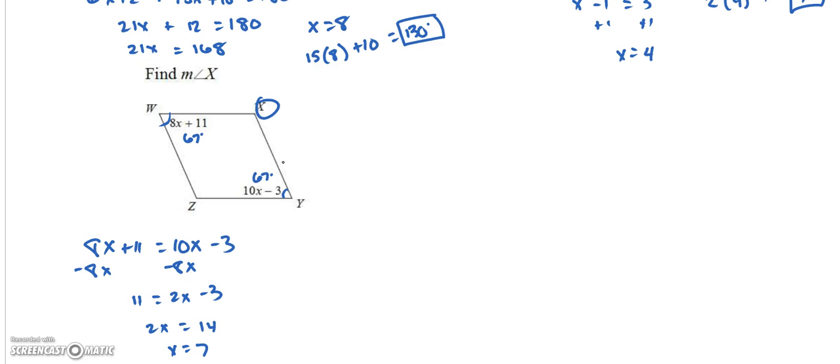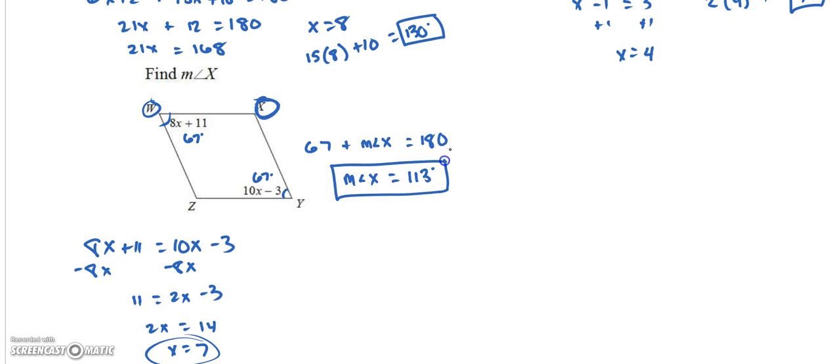Okay, so what do I know about angle W and angle X? Well, they should be supplementary, right? So I can say 67 plus, shouldn't use x, I already used x down here, right? Plus the measure of angle X, we'll say that, equals 180. The measure of angle X, after I subtract 67, gets me 113 degrees.